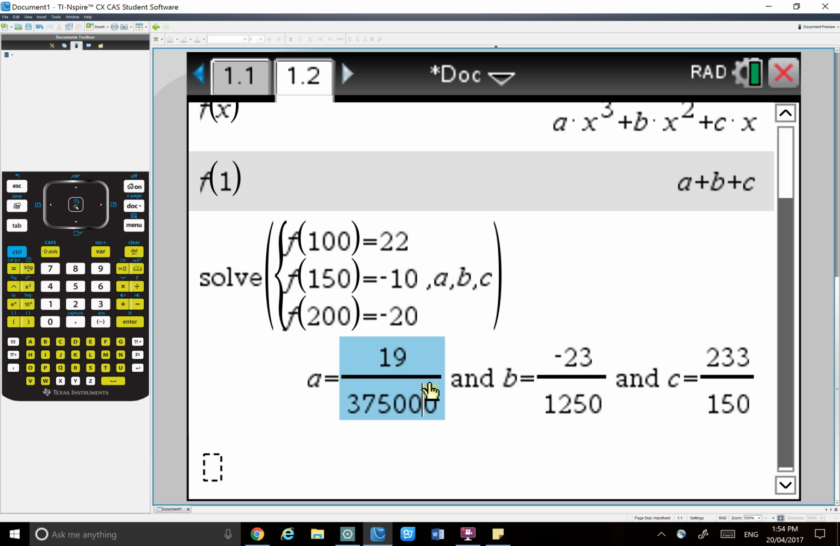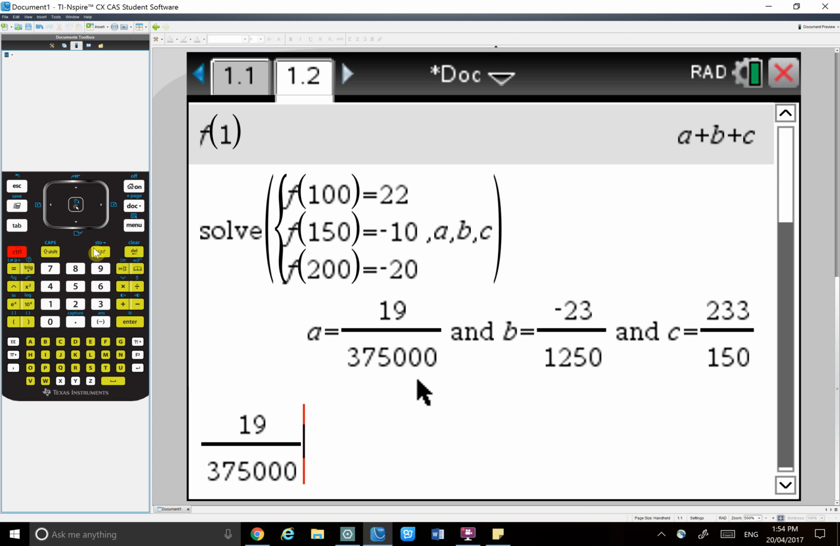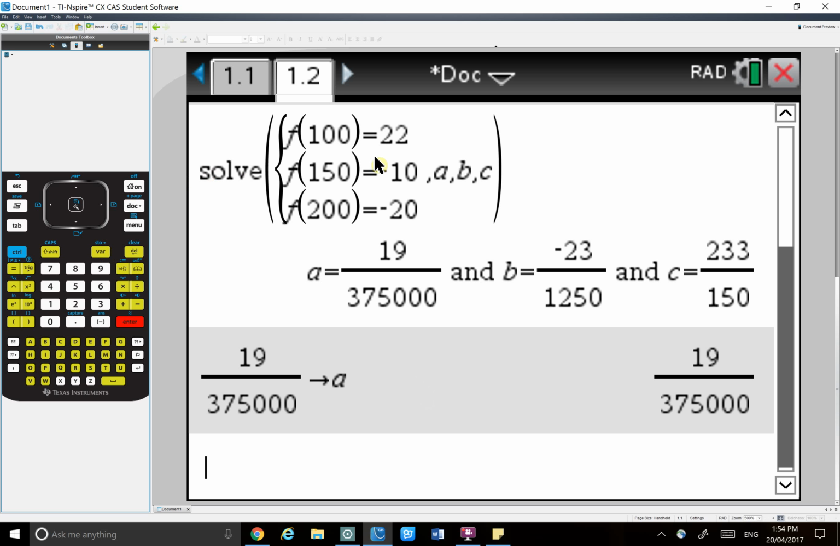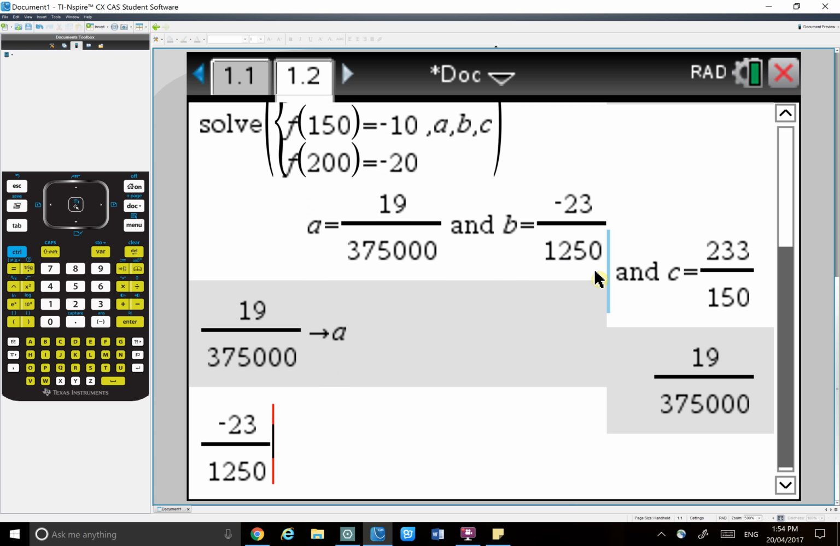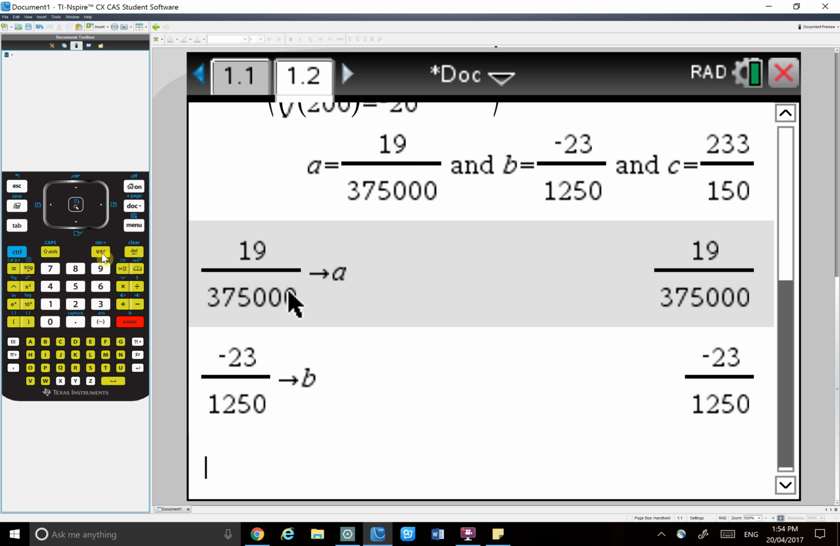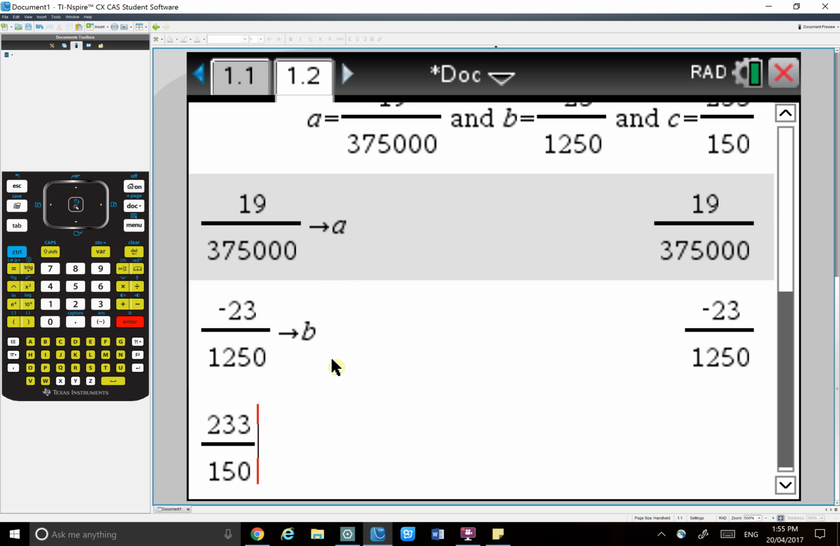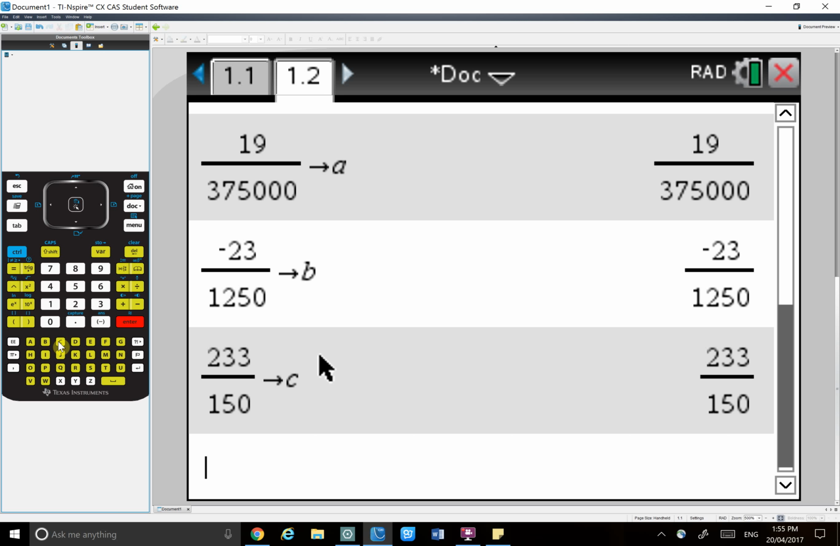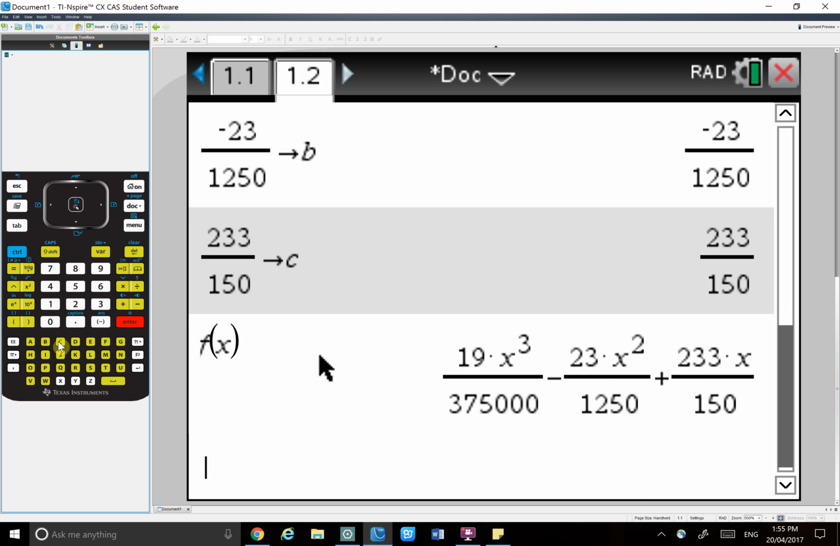I can copy this value, press Control VAR, and define this as the A value. Okay, that's A. Copy that one, Control VAR, that is B. Save that as B. And Control VAR, that is the C value. Let's have a look at what my f(x) will equal to. My f(x) will directly be that, because I have defined A, B and C, so f(x) will directly become that.